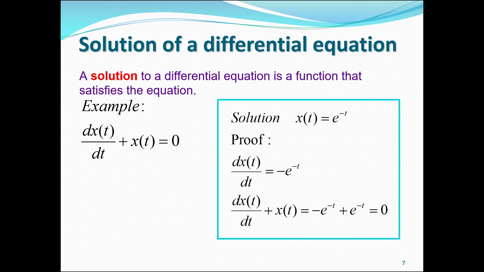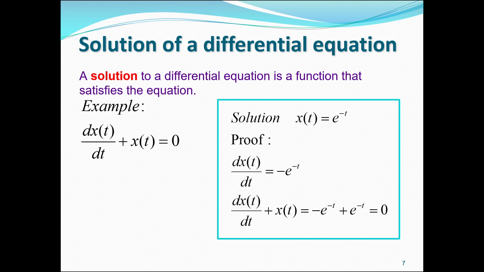Next we see the solution of the differential equation. Suppose a differential equation is given. How do we solve it and find the solution? For example, x of t equal to e power minus t. We find out whether it is a solution of the equation d by dt of x of t plus x of t equal to 0. The given function x of t equal to e power minus t should satisfy this equation. So, initially we find d by dt of x of t. Here x of t is e power minus t.